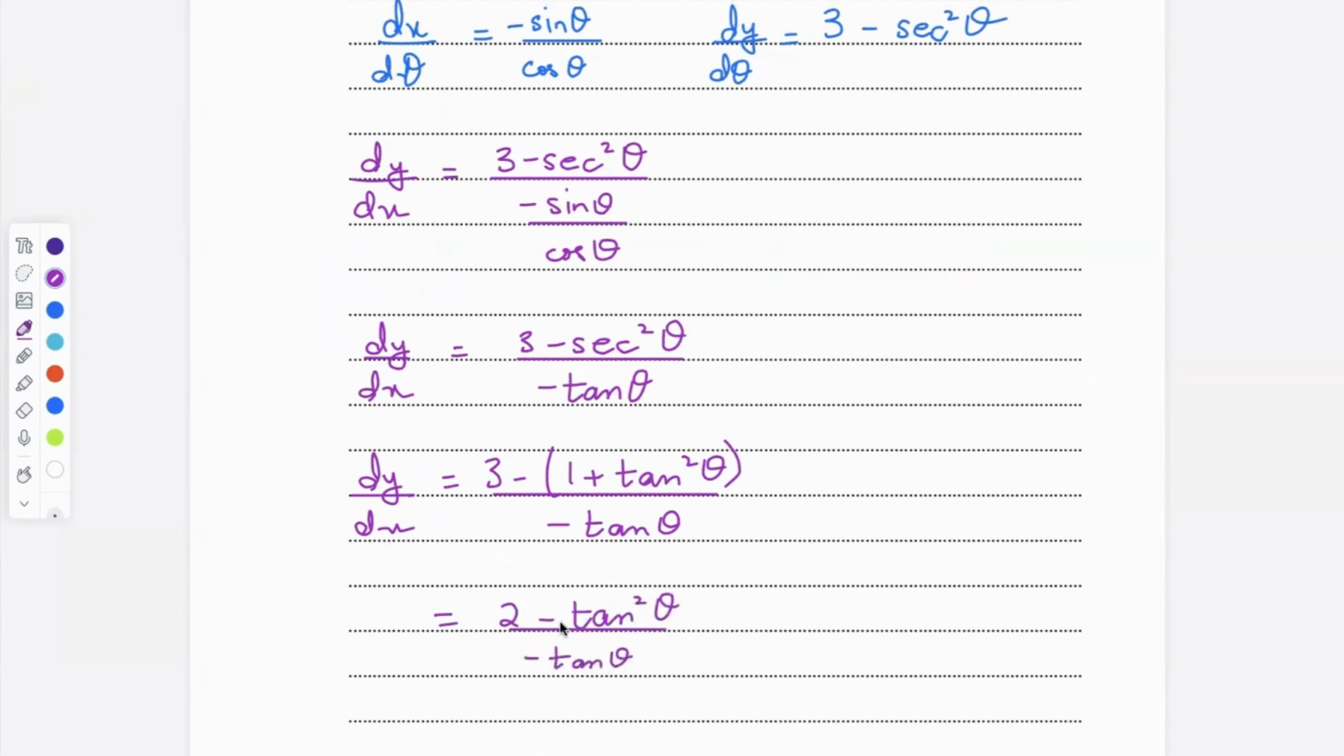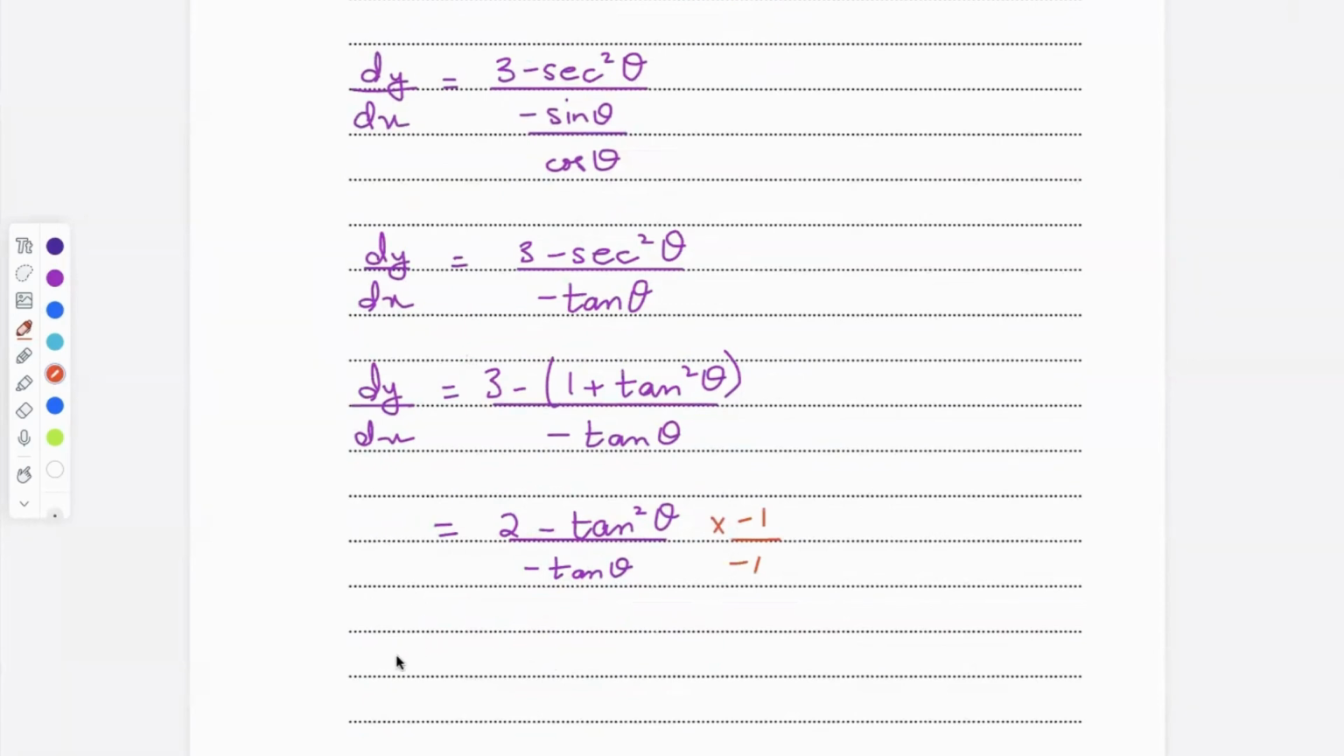Now, as we have a negative in the denominator, we can just multiply by minus in the numerator and the denominator. So the final answer will become tan squared theta minus 2 divided by tan theta.